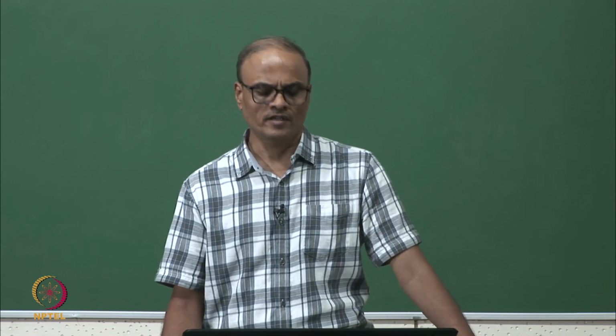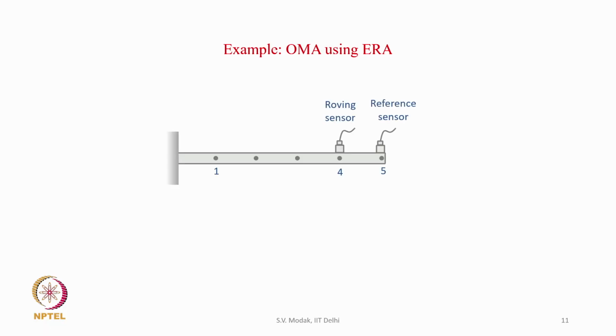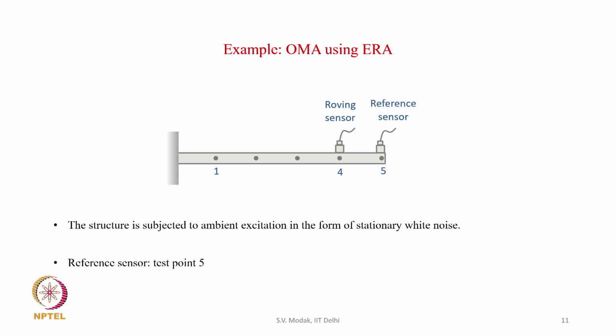Let us now take a simulated example to perform operational modal analysis using the eigensystem realization algorithm. Let us take the simulated cantilever structure we have used in our earlier lectures. Here we assume that the structure is subjected to ambient random excitation in the form of stationary white noise at different points on the structure. Let us assume we measure the response at 5 test points, with a reference sensor installed at test point 5 and one roving sensor used to take measurements at the 5 test points.